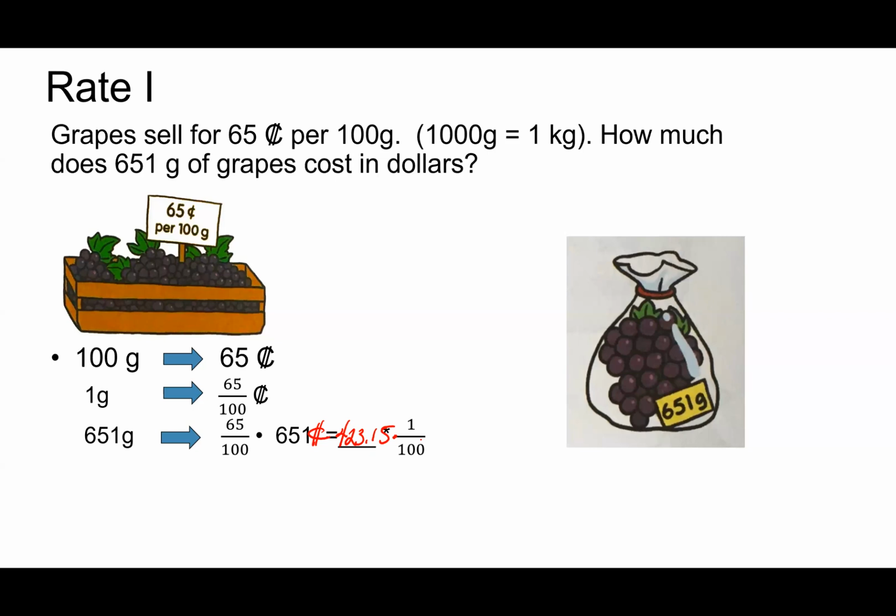Okay, good. So the key here in this step, you guys, if you ended up with 423.15, that's cents. Okay, you multiplied by 651 cents, not $651. So you then need to divide by 100 over 1, and your final answer would be $4.23. Good job. All right, the next one is number 7 in your textbook. So go ahead and try that right now.